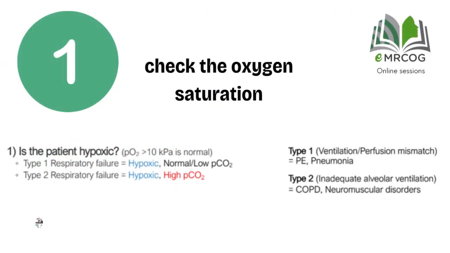So the first step is to check the oxygen saturation of your patient to determine whether he is hypoxic or not. This is of particular importance if your patient is acidotic. If your patient is acidotic and also hypoxic, this is usually respiratory failure type 2 because the muscles are not working well, like COPD or neuromuscular disorders. He is having a problem with chest movement with the ventilation.